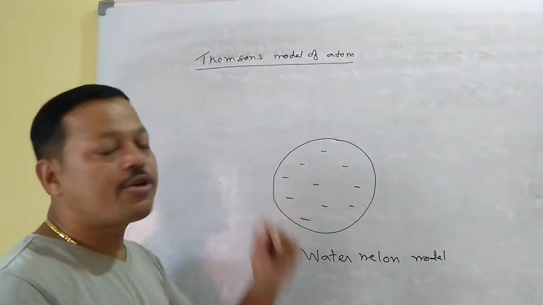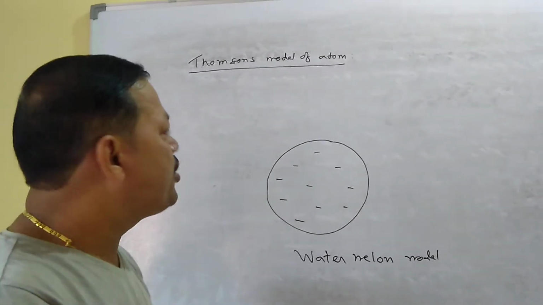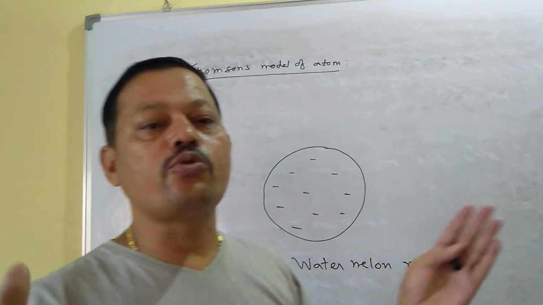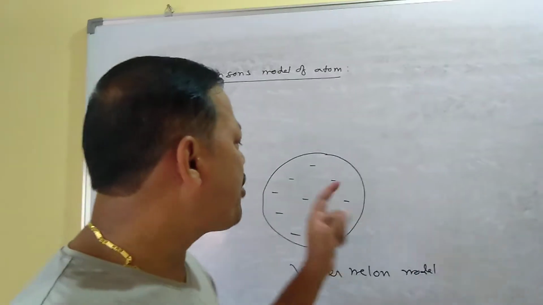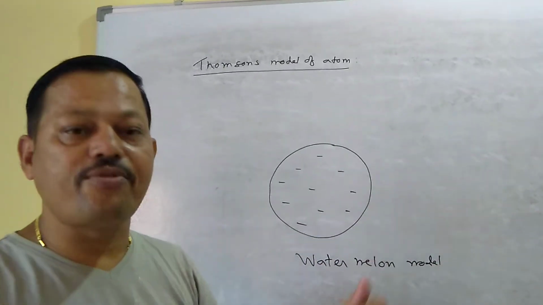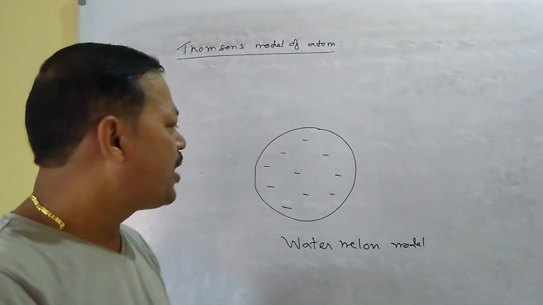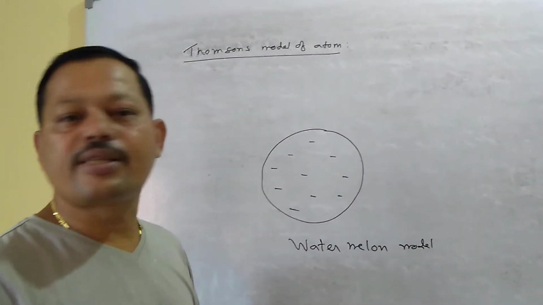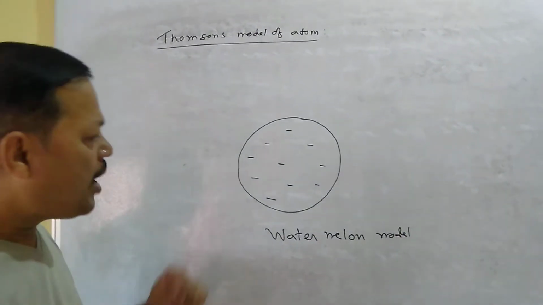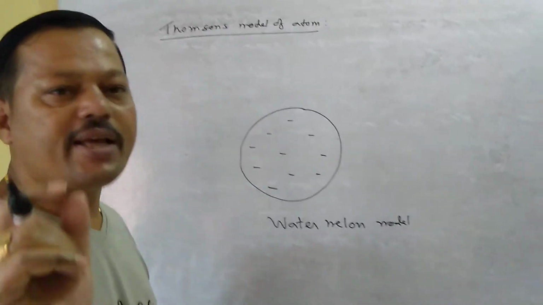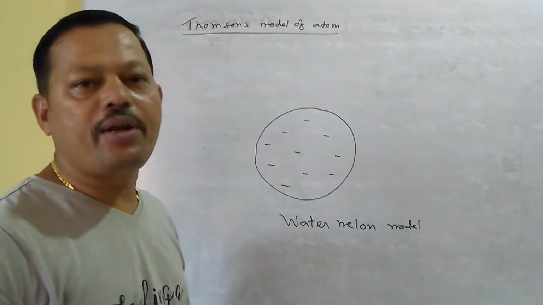And how did Thomson explain the stability? According to Thomson, inside the atom, two types of forces exist: force of attraction and force of repulsion. According to Thomson, the amount of attractive force and the amount of repulsive force balance each other, and in this way he explained the stability of the atom. Now, although Thomson explained it this way, it has some drawbacks. How will the drawback come?